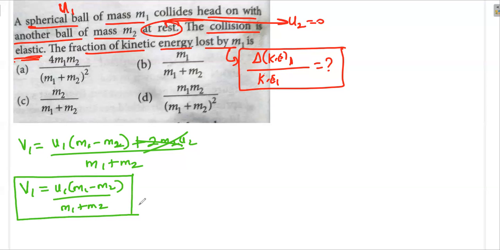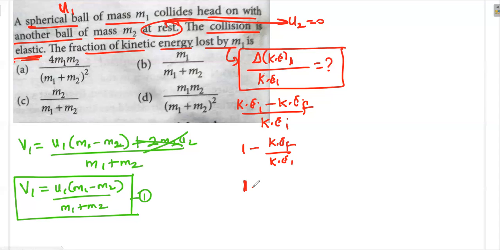But I need it in terms of kinetic energy. So if you expand the term, you will see the change in kinetic energy. Since it is a loss, the initial will be greater. So I am going to find kinetic energy initial minus kinetic energy final by kinetic energy initial. Split it and you get 1 minus kinetic energy final by kinetic energy initial. This is what I need.